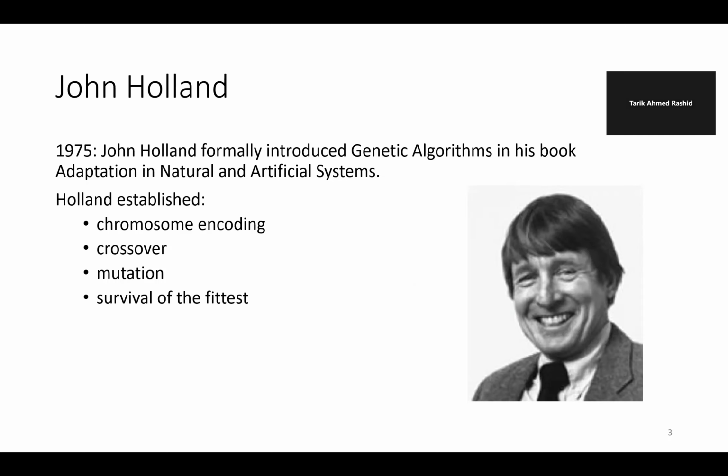In 1957, John Holland officially coined genetic algorithm in his book Adaptation in Natural and Artificial Systems. Holland popularized chromosome encoding, how a chromosome can be encoded. The operators such as crossover were also introduced, the mutation operator was introduced, and the idea of survival of the fittest was introduced in genetic algorithm. The idea was introduced by Charles Darwin long time ago.